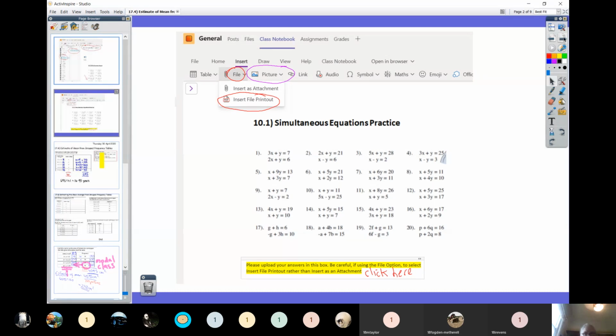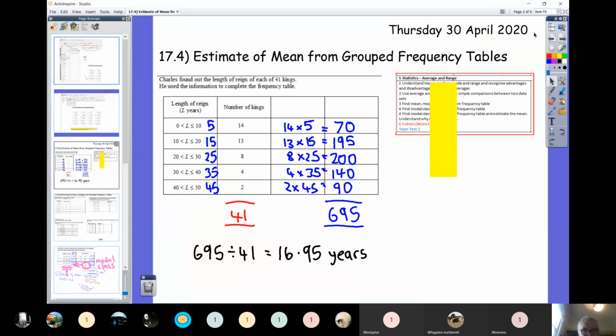So, today's lesson. Now, we're just going to be taking things a little bit one step further from what you've done already. Okay, so let's have a look at this question here. Charles found out the length of the reign of each of 41 kings. He used the information to complete the frequency table.